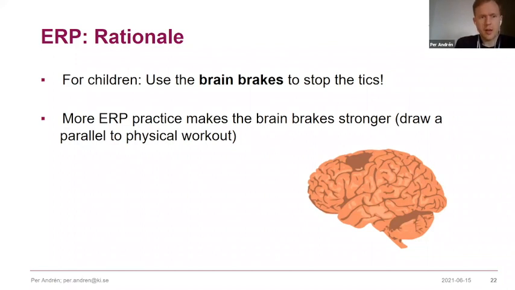For children, there's another way of putting it. You could tell them to use their brain brakes to stop their tics, kind of like an analogy. And that the brain brakes are located here in the front part of the brain, and that they need to use them a lot to brake these signals. And the more ERP practice they do, the stronger this makes the brain brakes. And then you can also draw perhaps a parallel to physical workout, like lifting weights or something like that. The more you practice, the stronger you get.